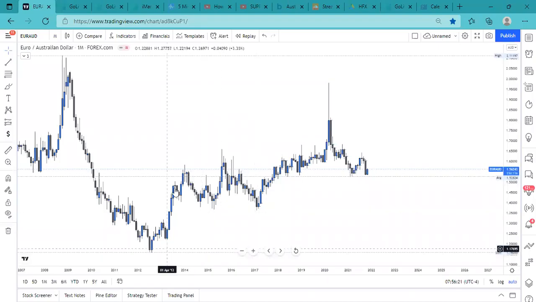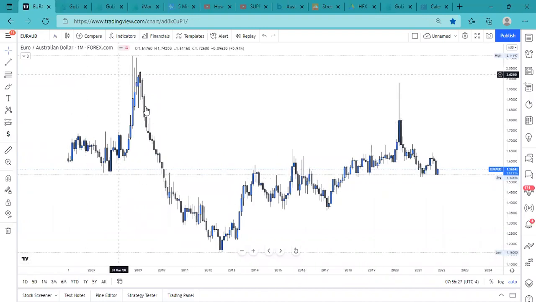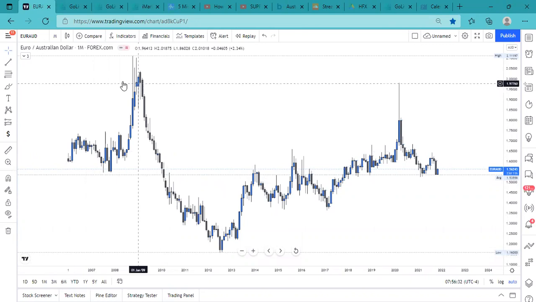I'm starting from the monthly chart on Euro AUD. We have price on a downtrend in a bearish structure. This candle you're seeing here sponsored that move of the downtrend.